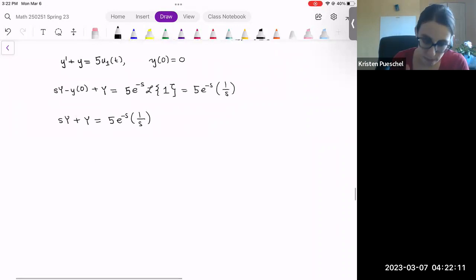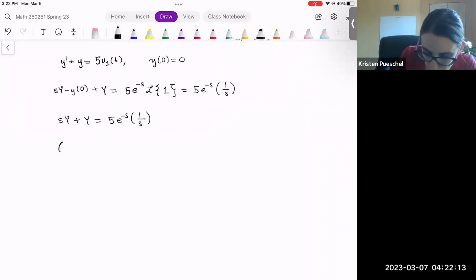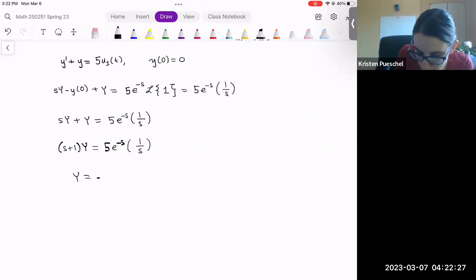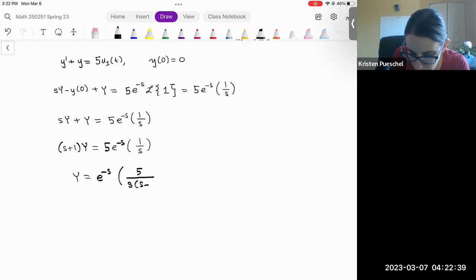All right, we're going to solve this for Y. So we have s plus 1 times Y equals 5e to the negative s times 1 over s. We solve for Y. So I'm going to just divide all of this stuff over. This e to the negative s term is going to come out in front, and we really aren't going to touch it much. So I have 5 on top, and an s plus 1 on the bottom.